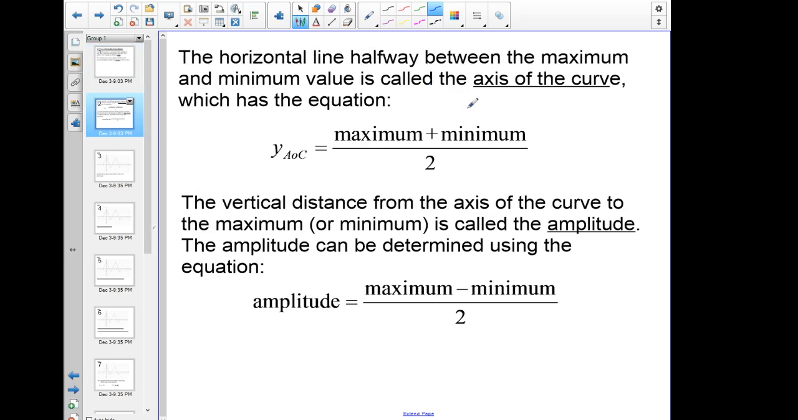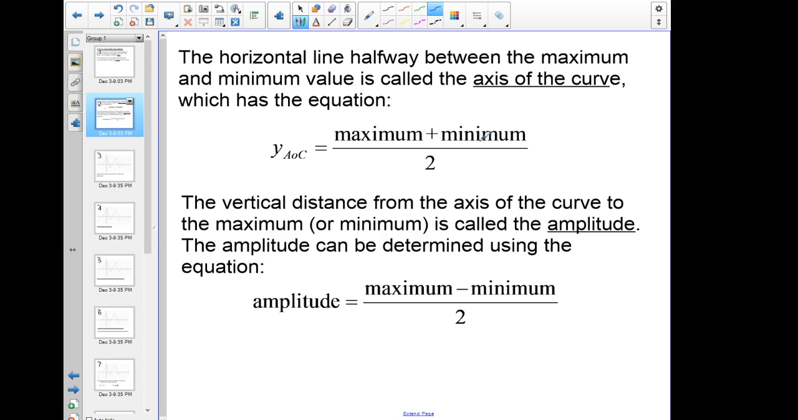Now, from a graphical point of view, there are a couple of other considerations that we want to take a look at. One of them is the axis of the curve, and this is the horizontal line that runs through the middle of our periodic or cyclic graph. And when I say the middle, I mean it's halfway between the maximum and the minimum. And that's essentially borne out by this very simple formula. It's kind of like the midpoint formula from geometry. So we've got the maximum, the minimum, we add them together, and we find the middle value between the maximum and the minimum.